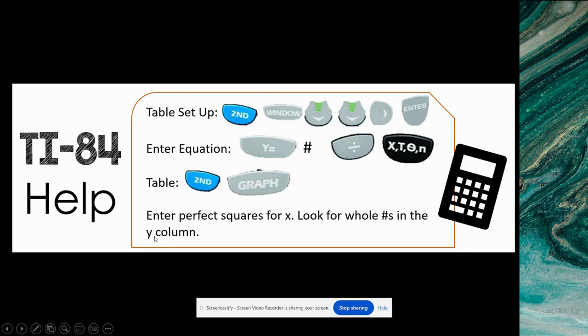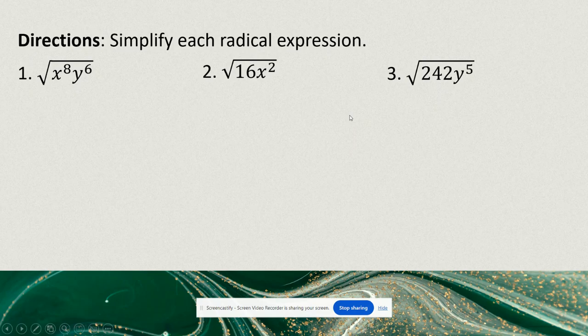So this is a little help station on how your calculator can help you. This stuff right here, if you guys want to pause it and take a look at it, it'll help you when it comes to entering perfect squares for x, looking for whole numbers in the y column. This can help you with simplifying radicals, okay?